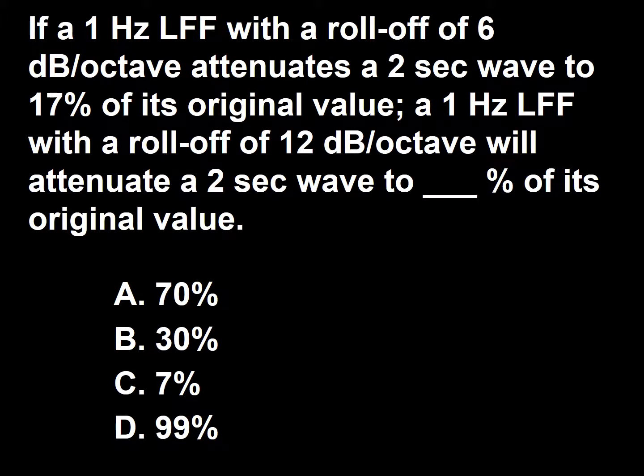Next question. If a 1 Hz low frequency filter with a roll-off of 6 dB per octave attenuates a 2-second wave to 17% of its original value, a 1 Hz low frequency filter with a roll-off of 12 dB per octave will attenuate a 2-second wave to blank percent of its original value. A 70, B 30, C 7, D 99.